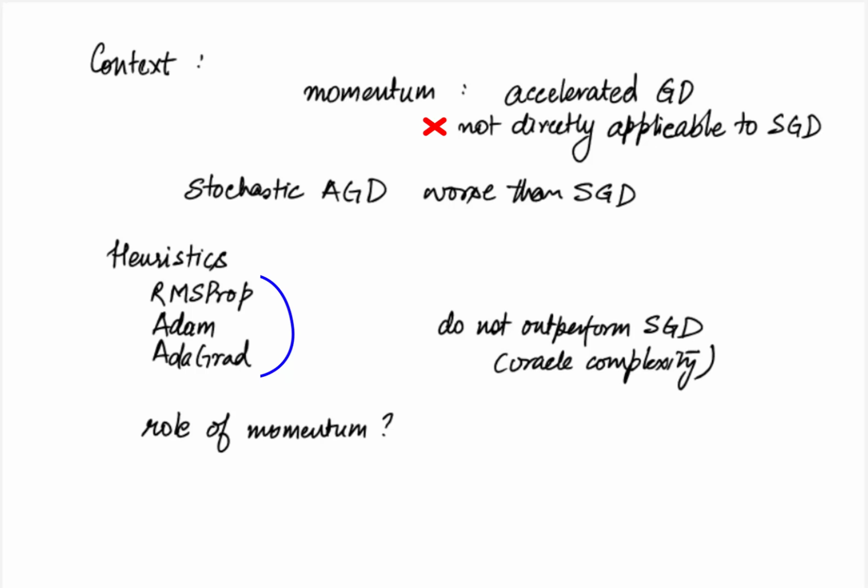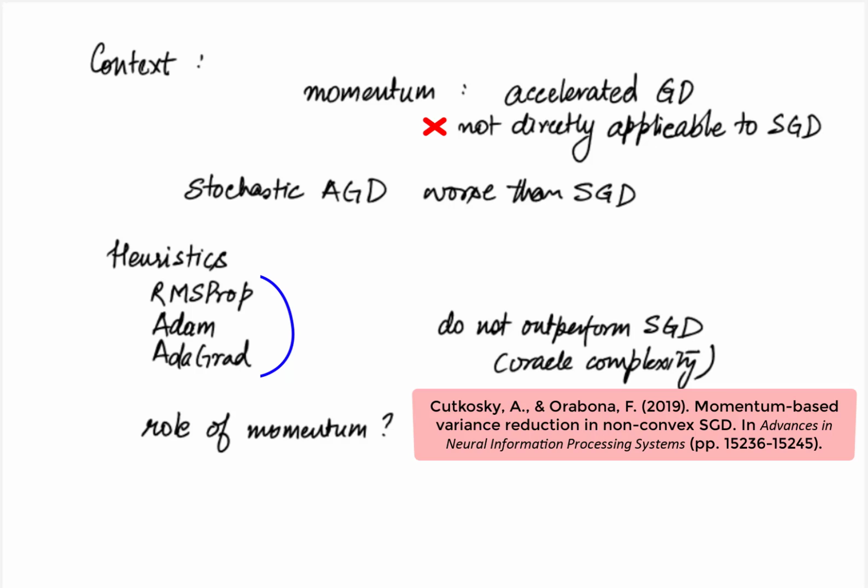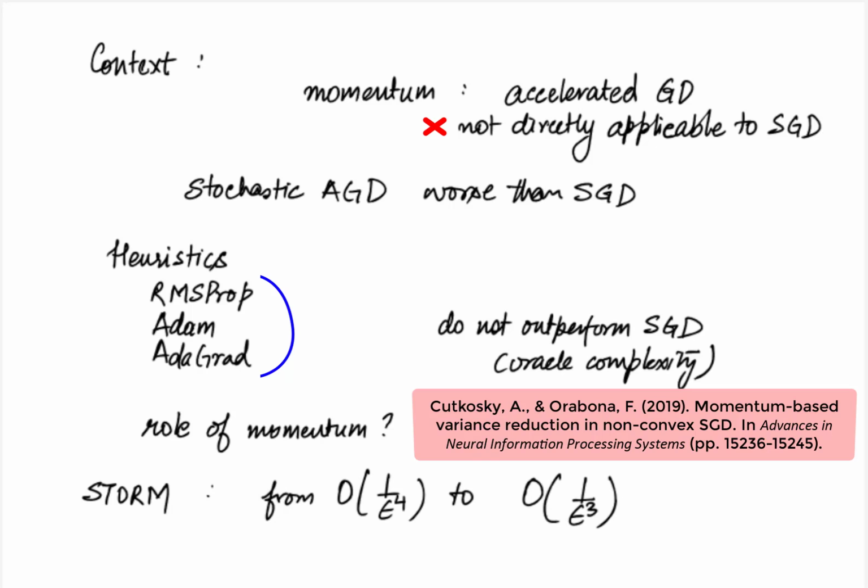This is perhaps very surprising because both SGD and AGD are decades old and people have been studying them extensively. A novel recursive momentum idea has been recently proposed in this reference, where the authors call the algorithm STORM, that was able to improve the IFO complexity from 1 by epsilon raised to the power 4 to 1 by epsilon raised to the power 3. This result is remarkable because it is one of the few that shows theoretical improvement for non-convex problems.